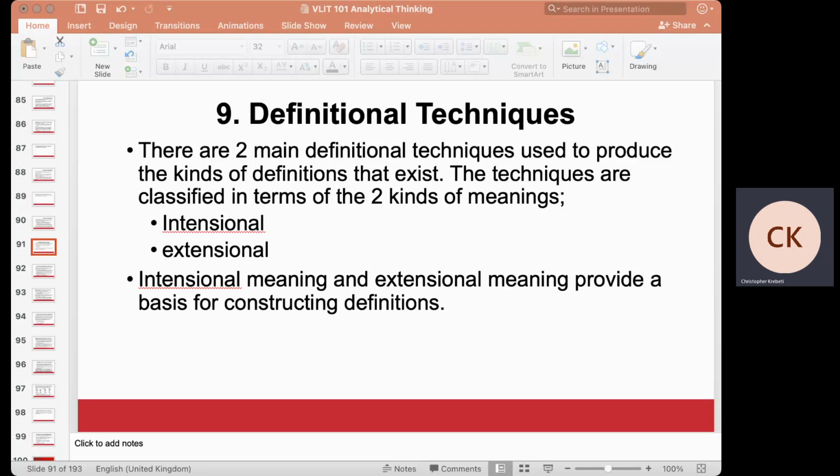So intentional meaning and extensional meaning provide a basis for constructing definitions. And we have looked at the five kinds of definitions. So we want to look at some of the items or issues that concern the constructing of definitions based on the intentional meaning or extensional meaning.